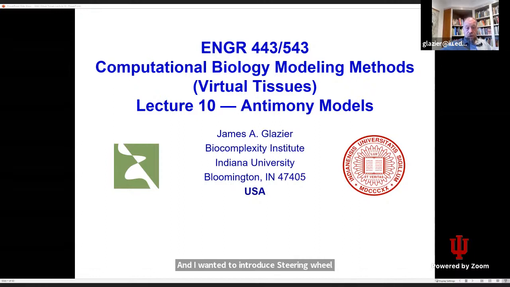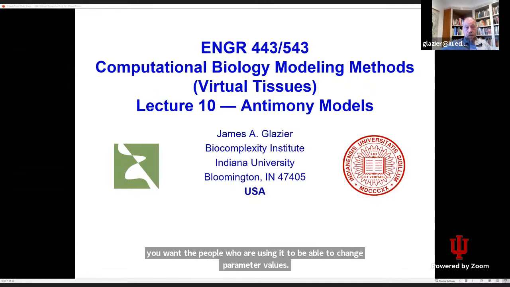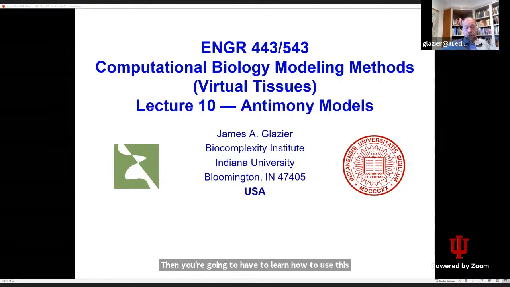When you're going to use CompuCell for yourself, the steering panels may not be that important. But if you're going to use CompuCell as a NanoHub app, and you want the people who are using it to be able to change parameter values without having to run Twedit and edit the code, then you're going to have to learn how to use the steering panel in CompuCell to define parameters and change them on the fly as you run simulations.